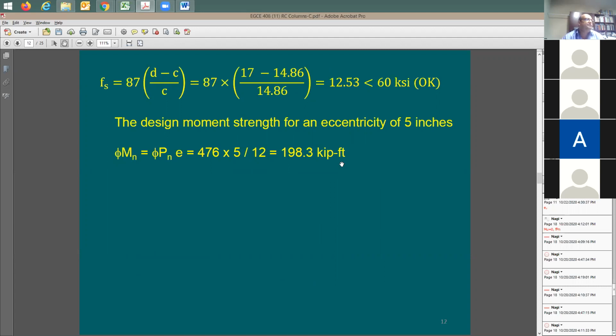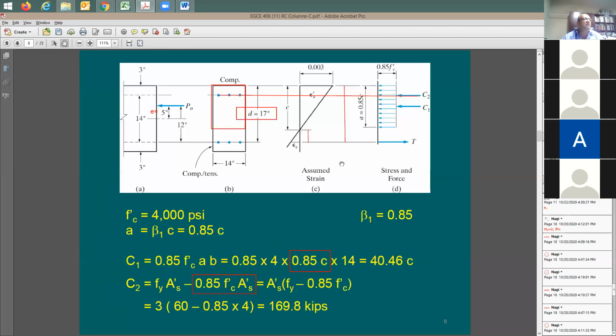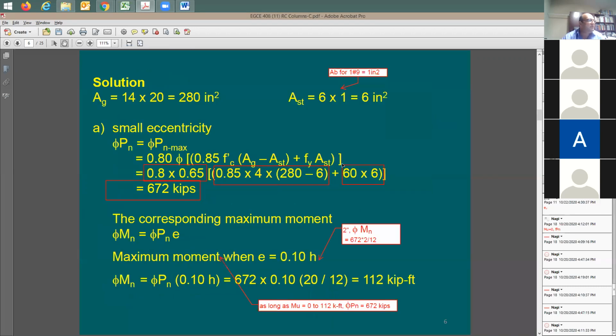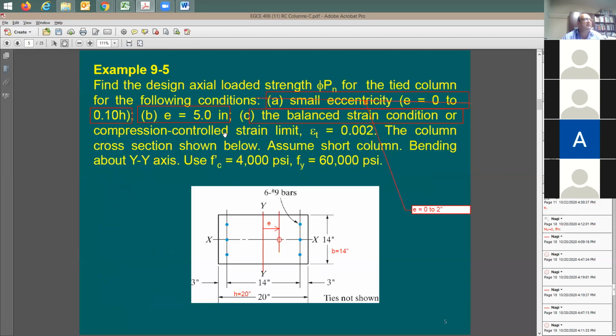All right. Let's move to the third part of the problem. I'm going to go backwards. I need to look for part C. What does it say? It says C, the balanced strain condition. So you need to find phi Pn and phi Mn at which the balanced strain condition, or compression controlled strain limit, occurs, when the tension steel is at a strain of 0.002, which means it's right at the yield point, and the concrete is also at 0.003 as usual.